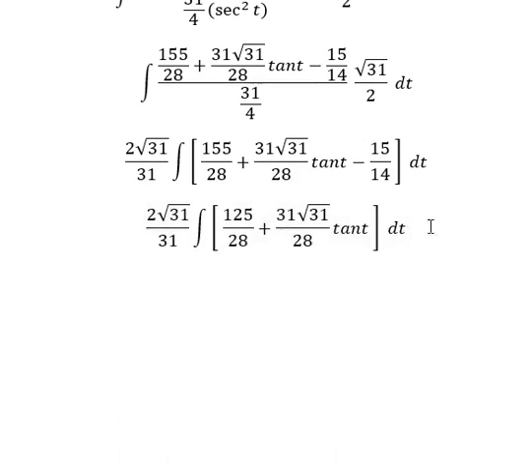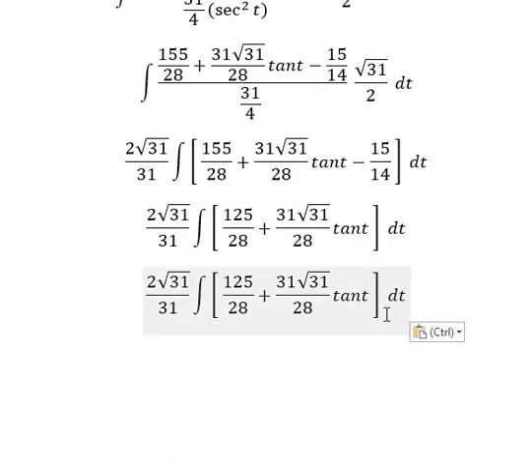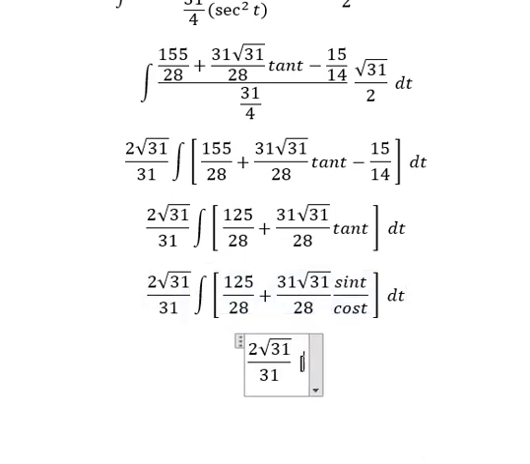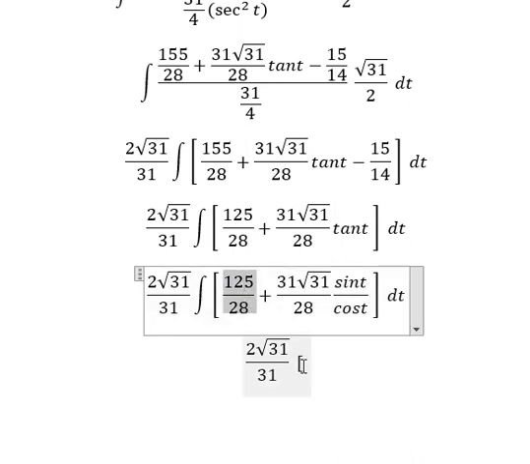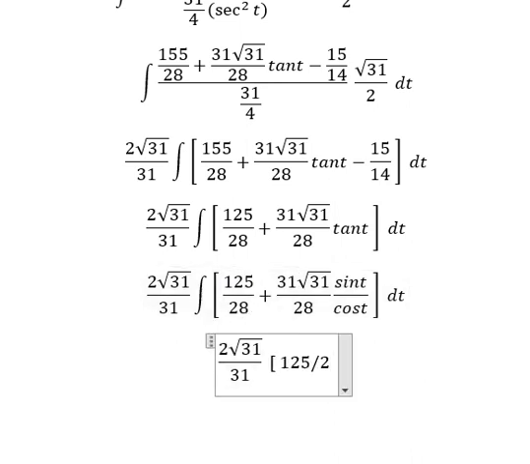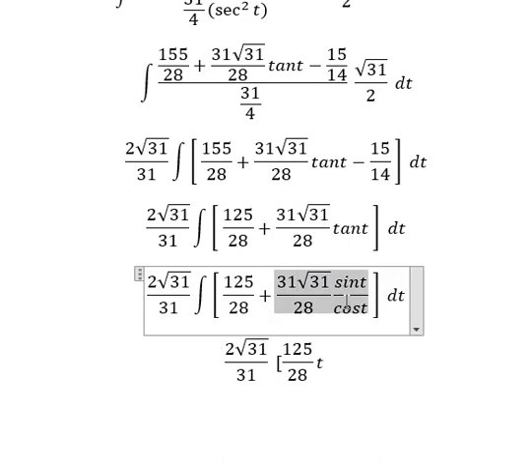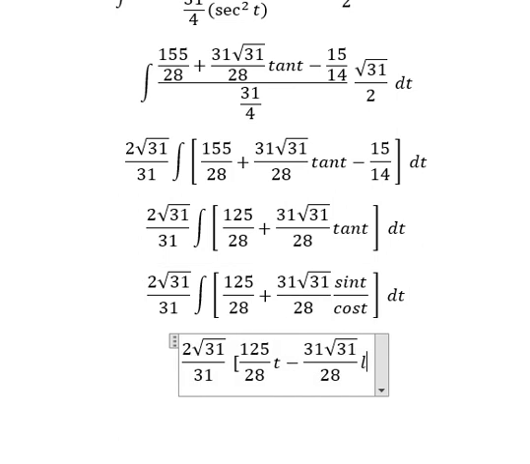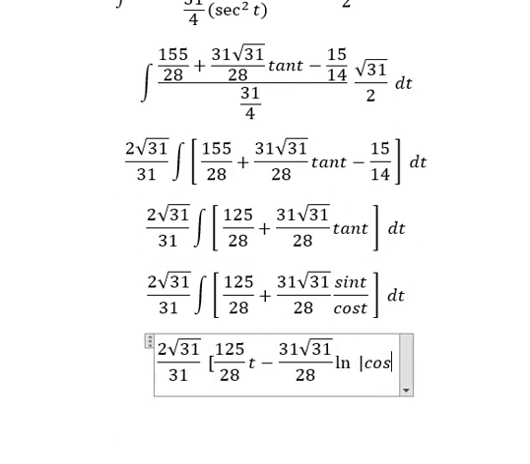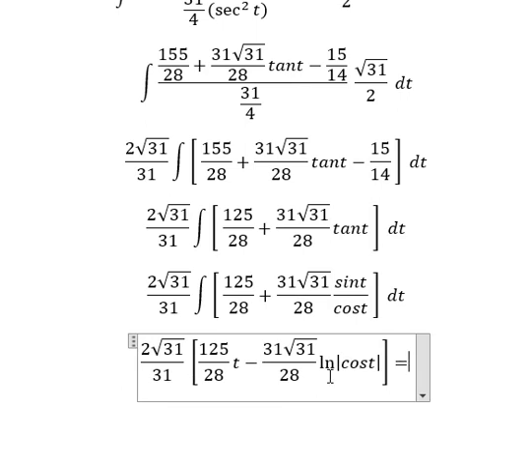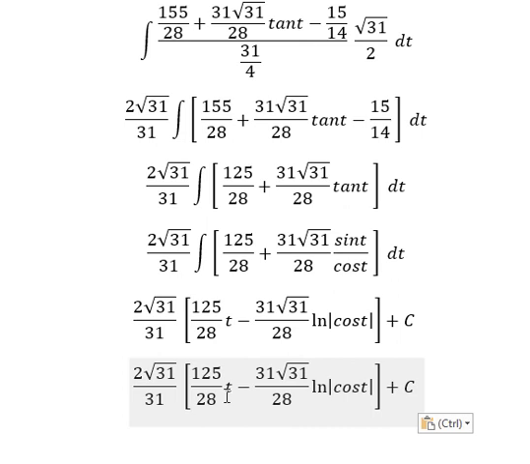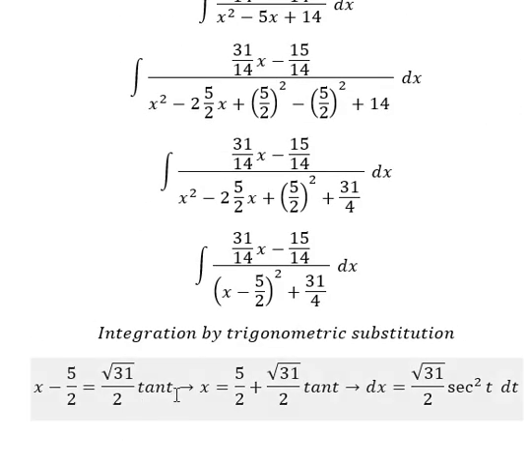And we know that tan t is sin t over cosine t. So we have the final answer. The integration of this one, we have t. The integration of this one, we have negative this one, ln of the absolute value of cosine t. And I will put sin here. About t, that is this one.